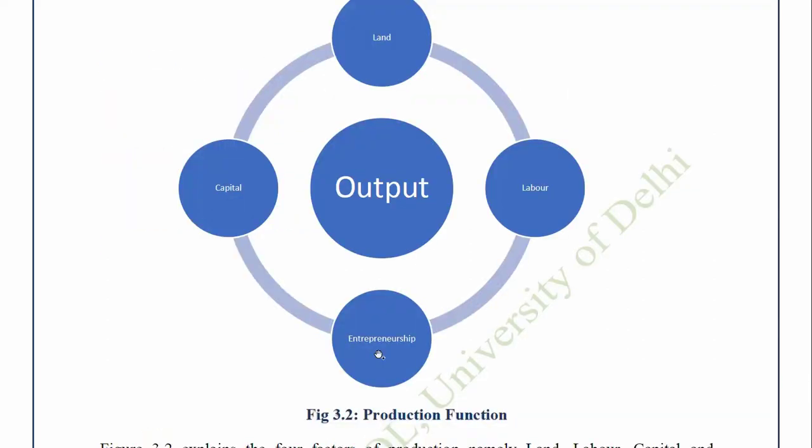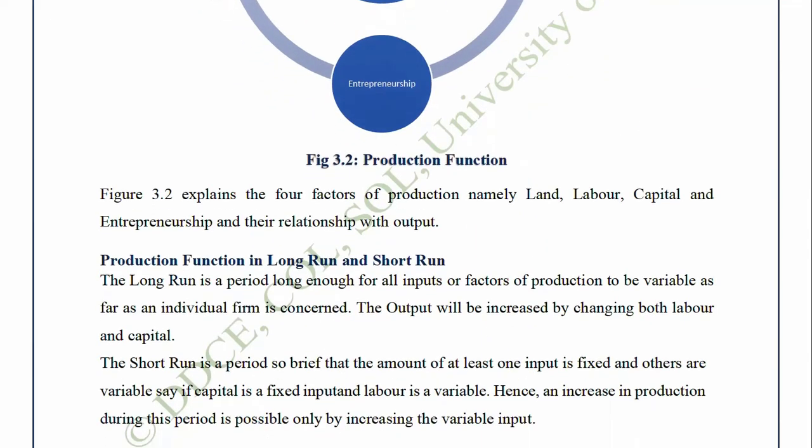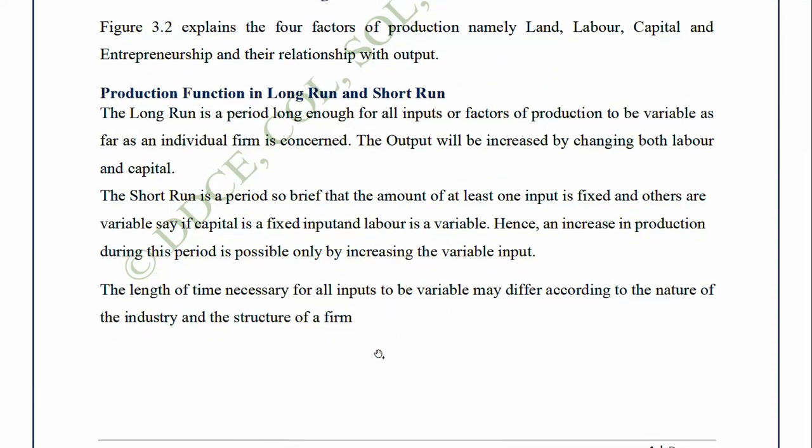Figure 3.2 depicts the production function. Figure 3.2 explains the 4 factors of production, namely land, labor, capital, and entrepreneurship, and their relationship with output. Production function in the long run and short run. The long run is a period long enough for all inputs or factors of production to be variable as far as an individual firm is concerned. The output will be increased by changing both labor and capital.